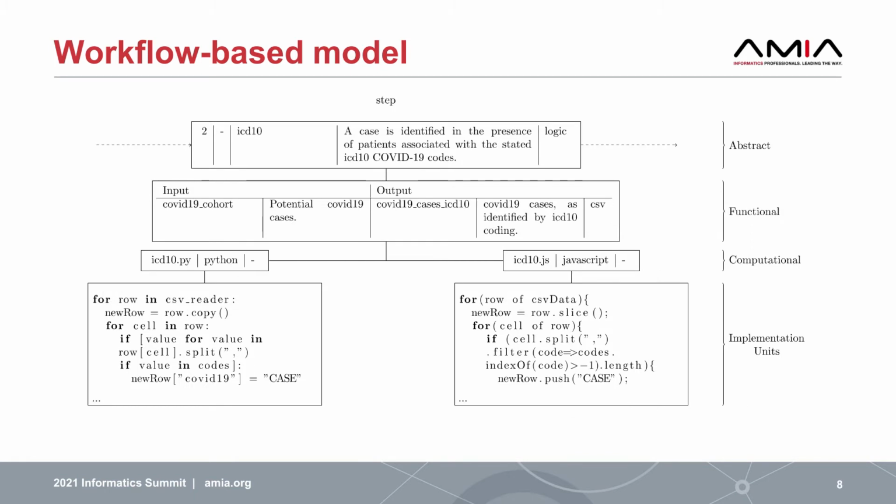Then here we can see the actual realization of this model for an actual phenotype definition. This is a step of a COVID-19 phenotype. So we can see all those fields are populated. That definition's been completed there for the abstract, functional, and computational layers. And then from this, we've been able to realize these implementation units. And the key thing is the modularity here. So a single step of the abstract layer in our model can be realized in multiple ways, and that's something that we'll return to later on.